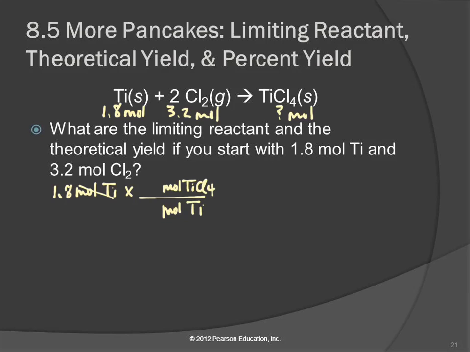I do that so these units cancel out. Then I look at the equation. 1 mole of titanium will make 1 mole of this. So this is 1 to 1. Well, didn't really need a calculator for that, did I? That's okay. 1 mole of titanium chloride.